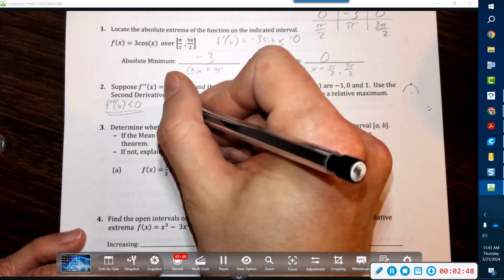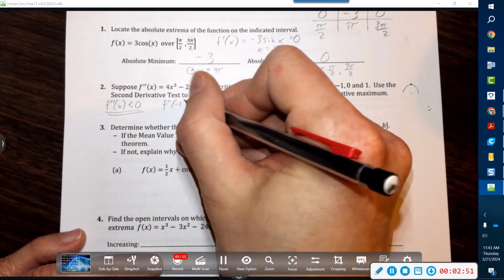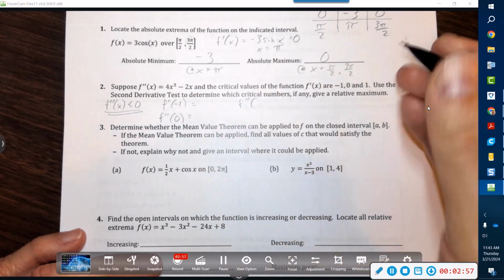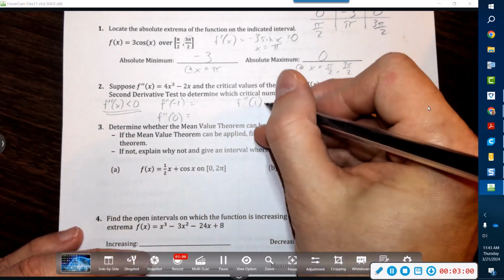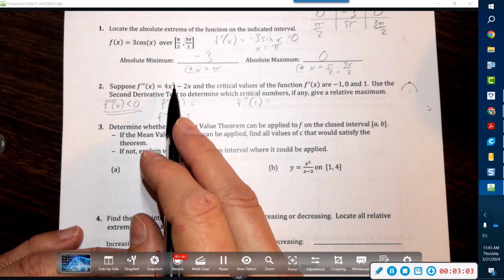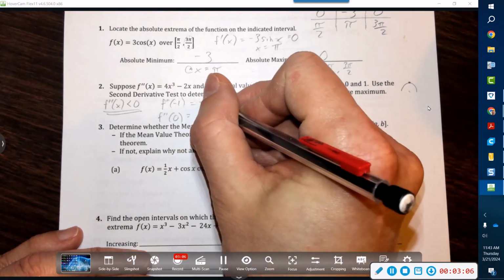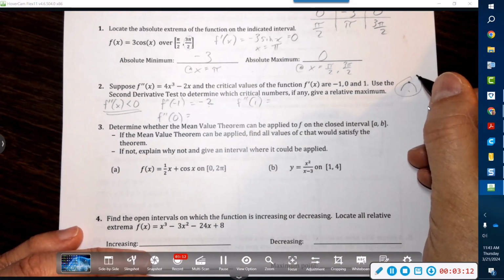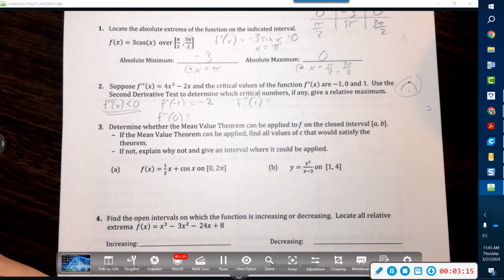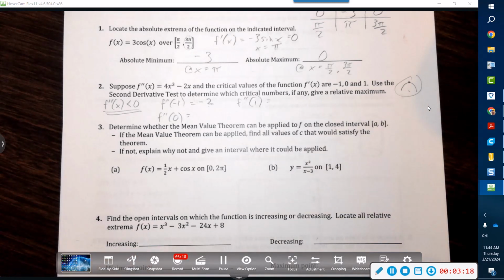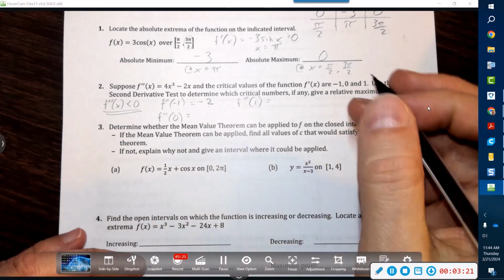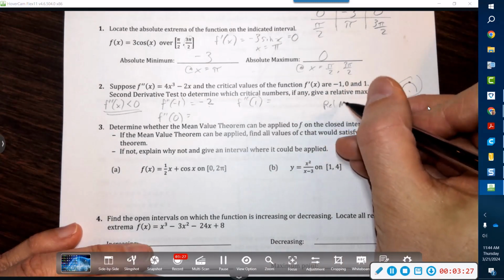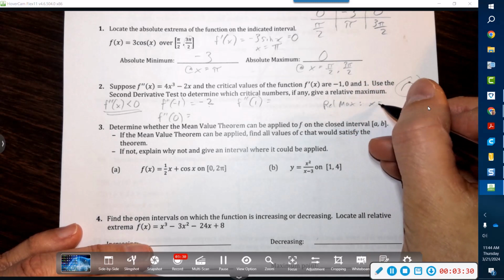But we are looking for the negative version. So we're going to plug in negative 1, we're going to plug in 0, and we're going to plug in f double prime of positive 1. If we plug in a negative 1 into this guy, we are going to get a negative 2. So that right there is concave down. So we know that this is going to give us a relative maximum at x equals negative 1. So which critical numbers will give us a max? Well, right now, the relative max is at x equals negative 1.